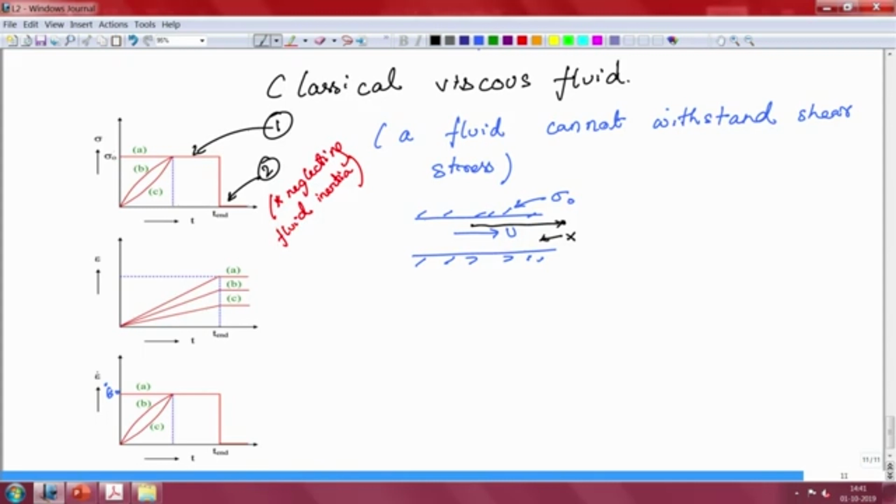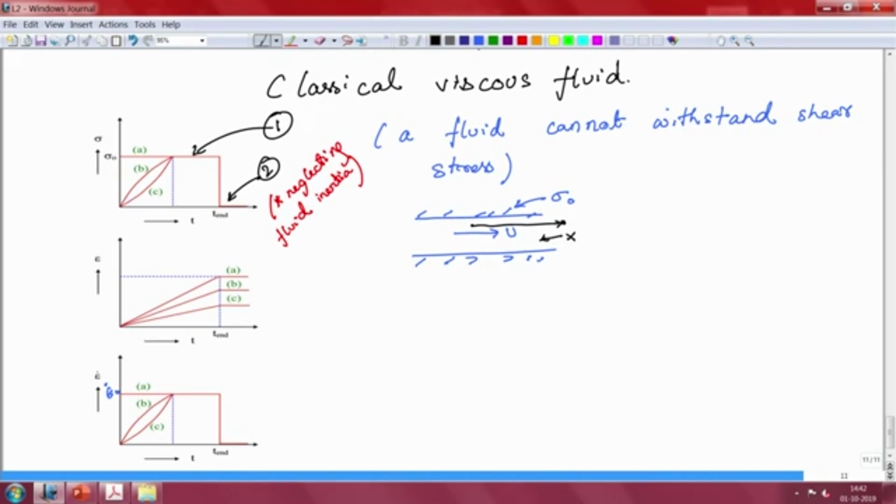But there is also a similarity, in the sense that the stress and strain rate response is very similar to the stress and strain response in the elastic solid case. This already tells you that the constitutive relationship for a classical viscous fluid will most likely be a relationship between stress and strain rate, where they will be linearly related. So, unlike the classical elastic solid where the strain and the stress are linearly related, here the stress and the strain rate are linearly related.